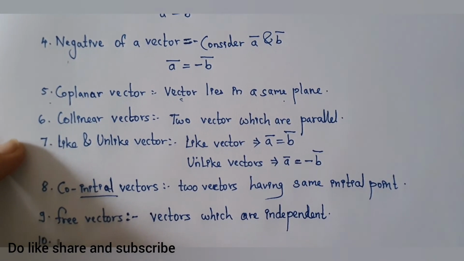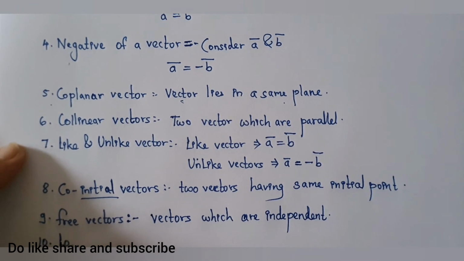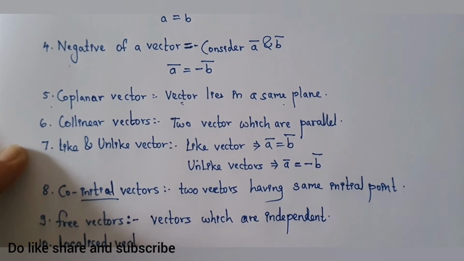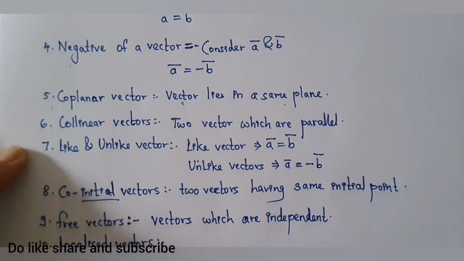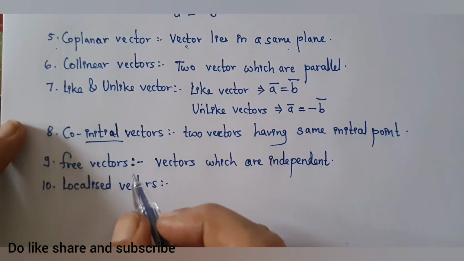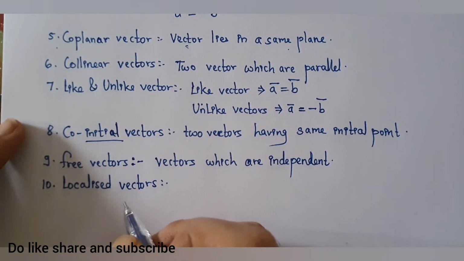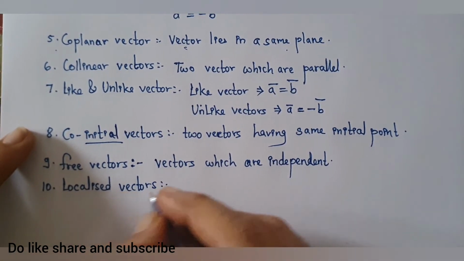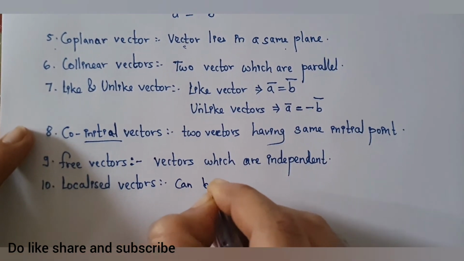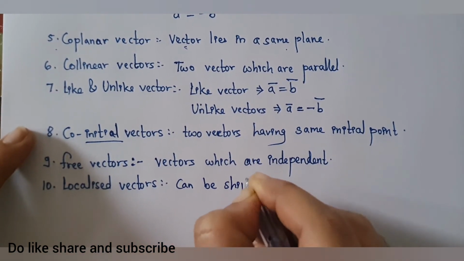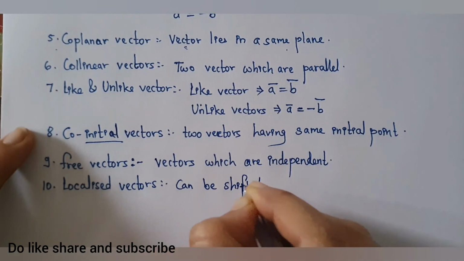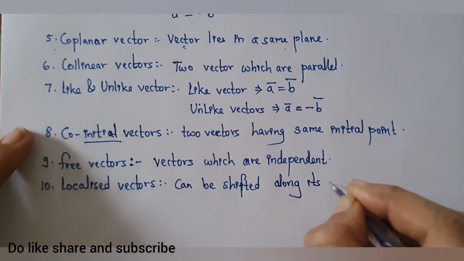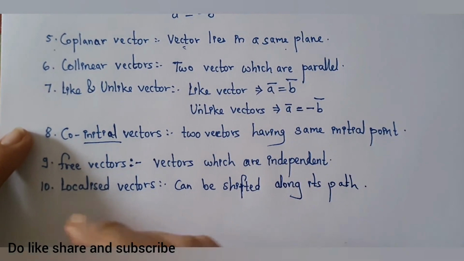And our last type, that is localized vector. A vector which can be shifted only along its line of action is called a localized vector. So it can be shifted along its path only, and is called a localized vector.